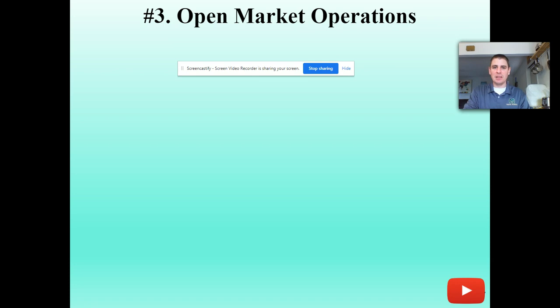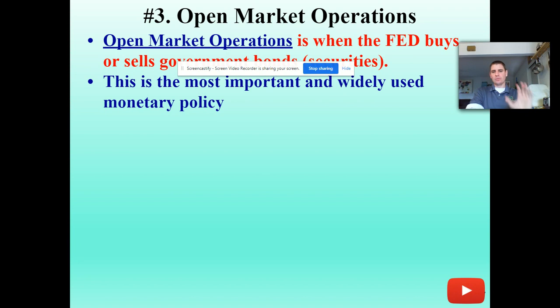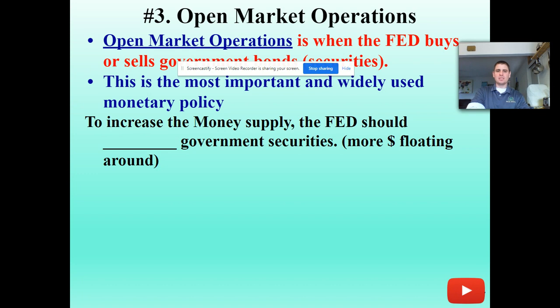You might see that. This is the most used OMO, the open market operations. And again, very simply, open market operations is just the Federal Reserve buying and selling bonds. Okay. You might see on a test securities. It's just another term for a bond. You don't need to freak out. Okay. So again, it's the most used, the most important. So to increase the money supply, the Fed should buy government securities.